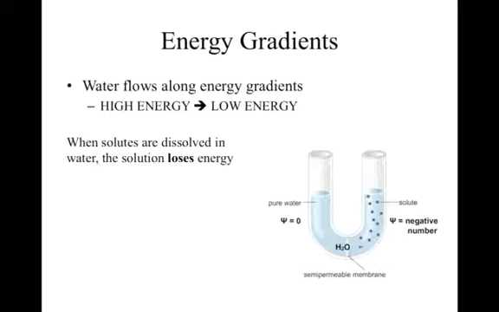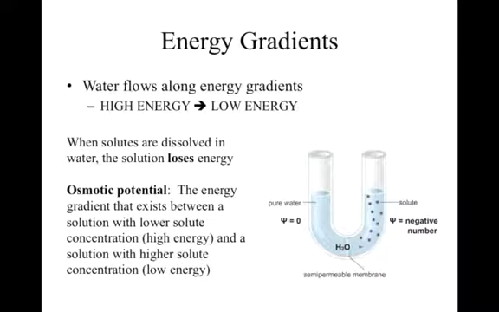When solutes are dissolved in water, the solution loses energy. And what that means is that water tends to flow from an area with less solutes to an area with more solutes, because as it flows to that area with more solutes, it loses energy. And this leads to what's known as the osmotic potential, which is the energy gradient that exists between a solution with low solute concentration, which is the high energy state, and a solution with high solute concentration, which is the low energy state. So in this case, we're going to flow from the low solute concentration to the high solute concentration, because in doing so, the water can go from a high energy state to a low energy state.